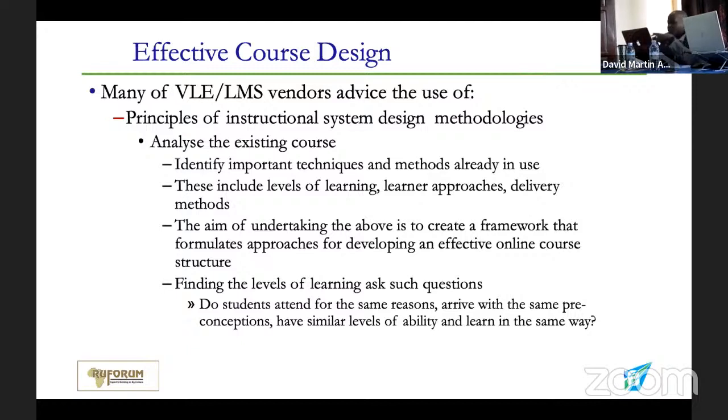And the purpose of doing this is to simply help you create a framework that formulates approaches for developing an effective online course structure. Once you are able to know all that, you'll clearly know what to use and when to use it.